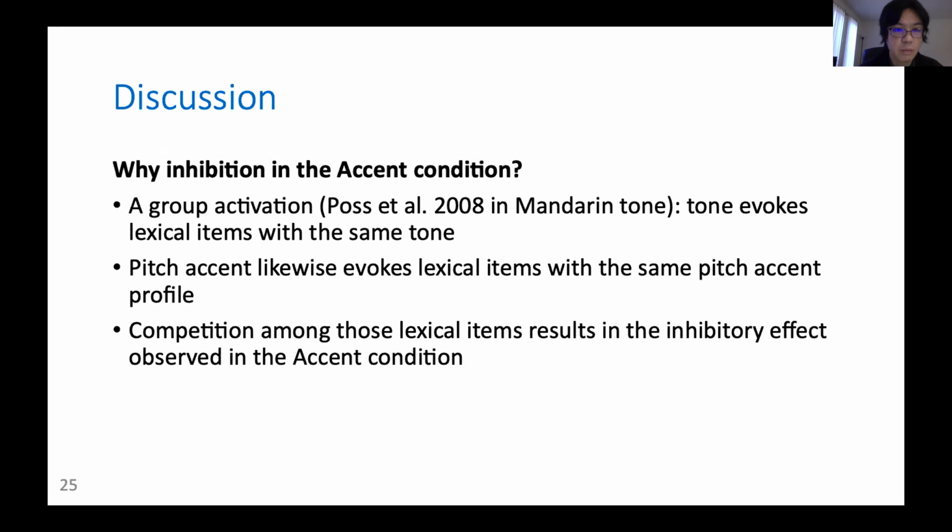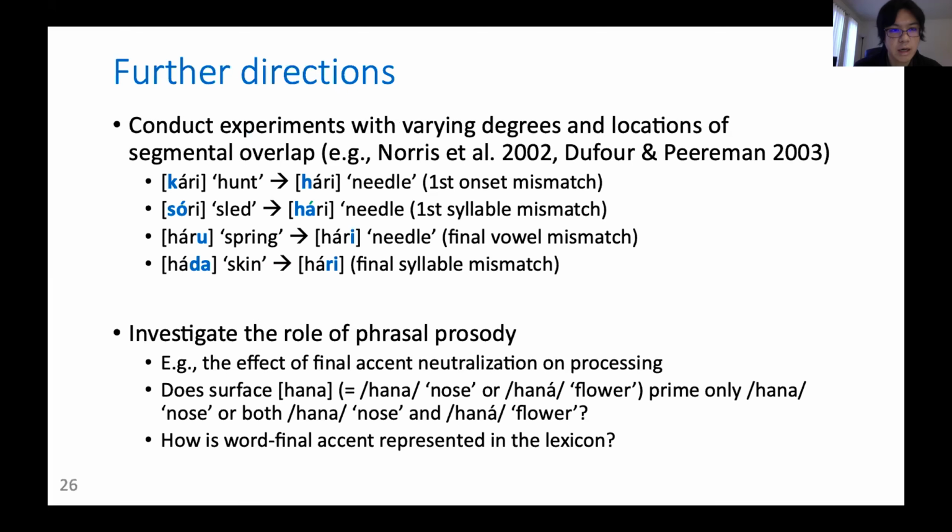And now, why does inhibition in the accent condition occur? We employ a group activation hypothesis proposed by Post et al. in the context of Mandarin tone. According to this hypothesis, tone evokes lexical items with the same tone. And based on our results, we argued that pitch accent likewise evokes lexical items with the same pitch accent profile. And competition among those lexical items results in the inhibitory effect observed in the accent condition. Of course, there are a lot of remaining questions that we couldn't answer in this experiment. And before concluding our talk, I want to just briefly mention those further directions.